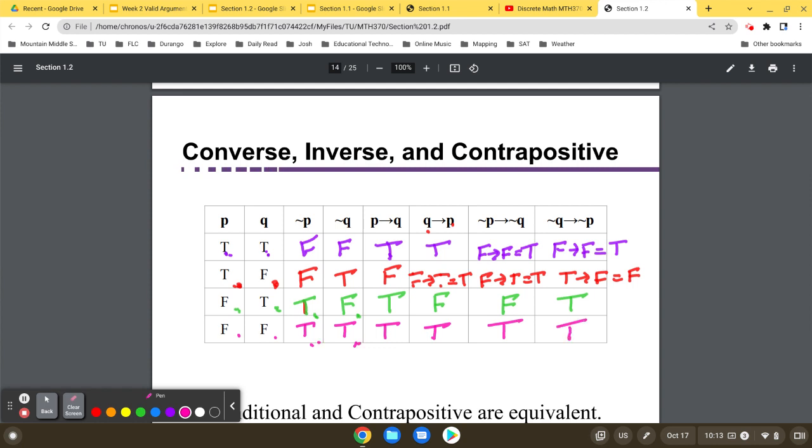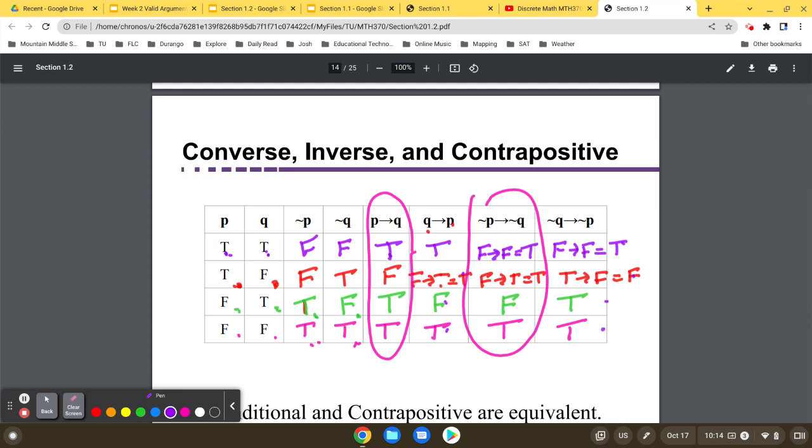So we're looking for equivalency right here. So let's see. I have true, false, true, true. True, true, false, true. True, true, false, true. So this one right here and this one right here are equivalent to each other. And then we have true, true, false, true. True, false, true, true. Oh, I made a mistake someplace. Oh, I just circled the wrong one.